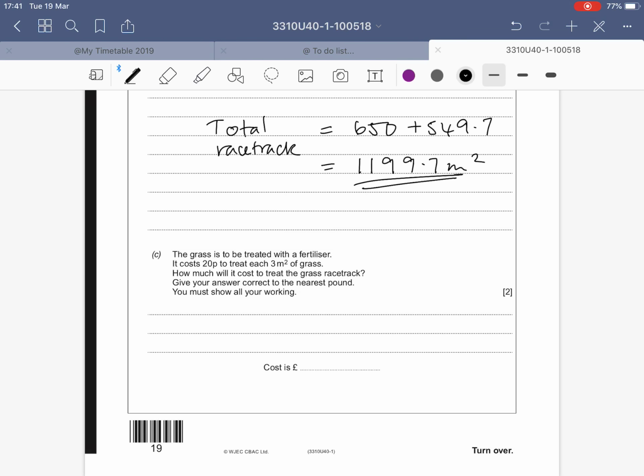Part C, the grass is to be treated with a fertiliser. It costs 20 pence for every 3 metres squared of grass. How much will it cost to treat the grass racetrack? Give your answer to the nearest pound. So 1,199.7 shared into allocations of 3 metres.